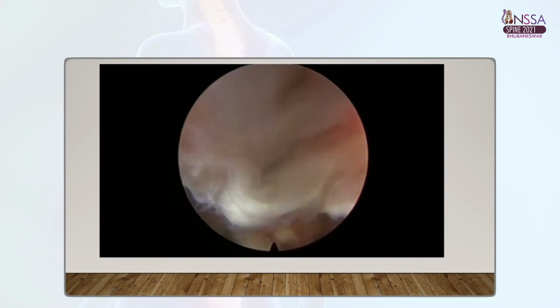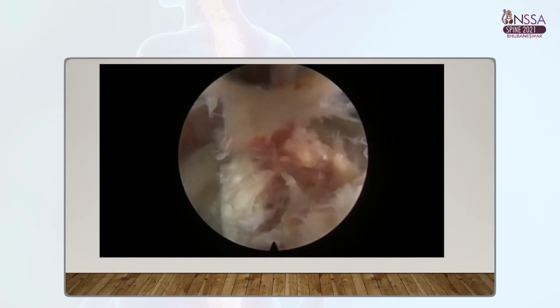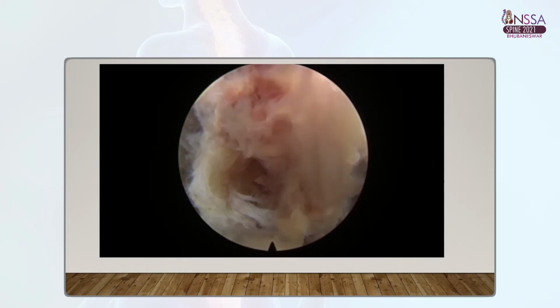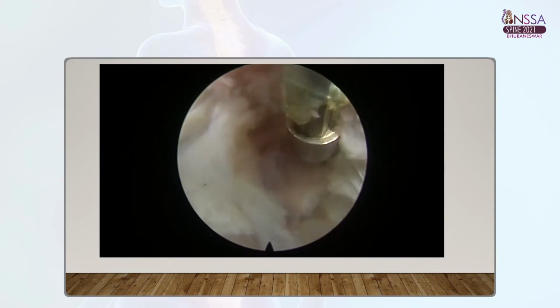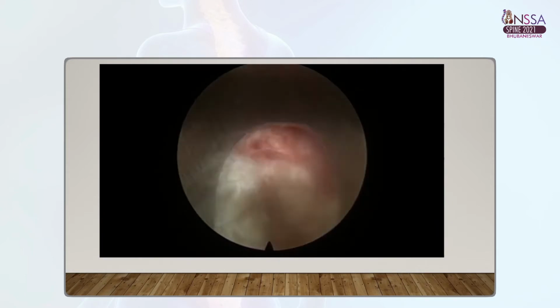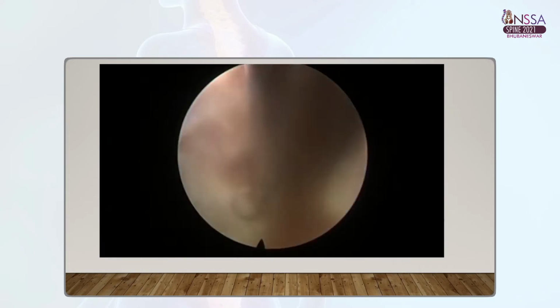Once the loose fragments are removed, we see the anatomy should not be missed. 12 o'clock is the posterior, that is the thecal sac and root area. 9 o'clock is inferior end plate, 3 o'clock is superior end plate. So once we retract the cannula a little bit, you can see the torn annulus there.